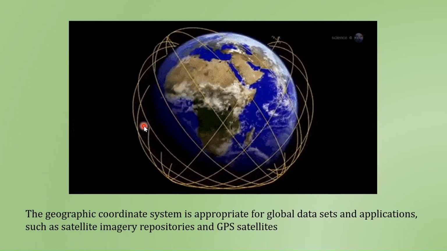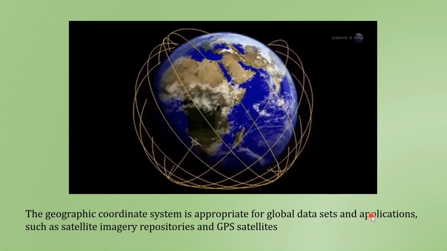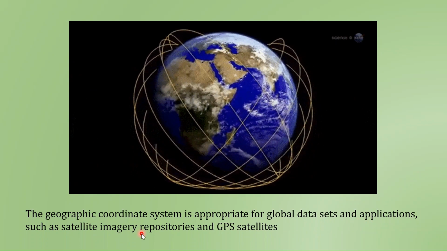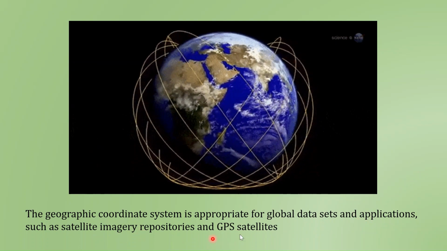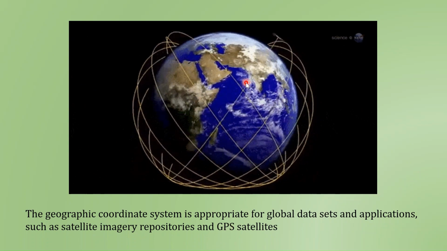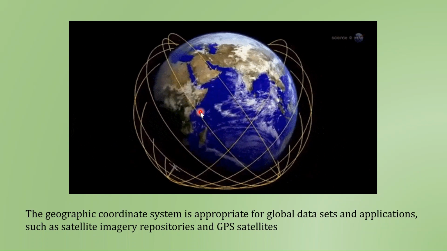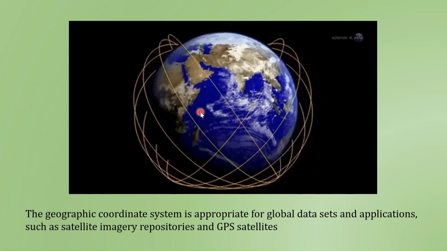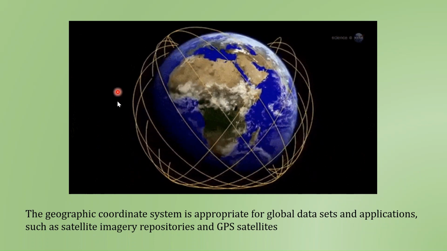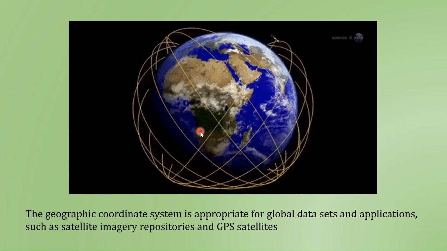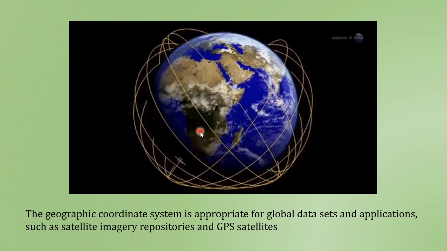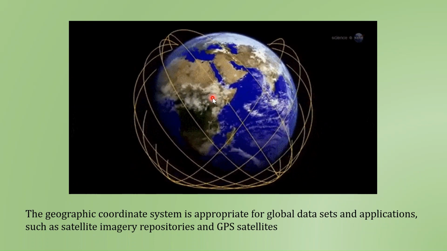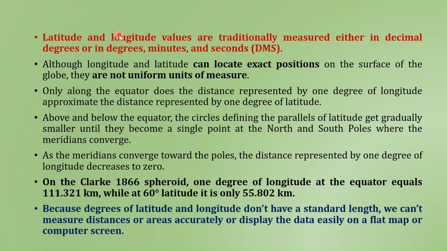The Geographic Coordinate System is appropriate for global data sets and applications like satellite image repositories and GPS satellites. Because these satellites are continuously revolving around the earth, they mainly use the datum WGS 84, because a global datum which is the best fit for the earth is suitable for obtaining accurate information about different locations on the earth. Using the geographic coordinate system, we get latitude and longitude values, which are traditionally measured either in decimal degrees or in degrees, minutes and seconds.